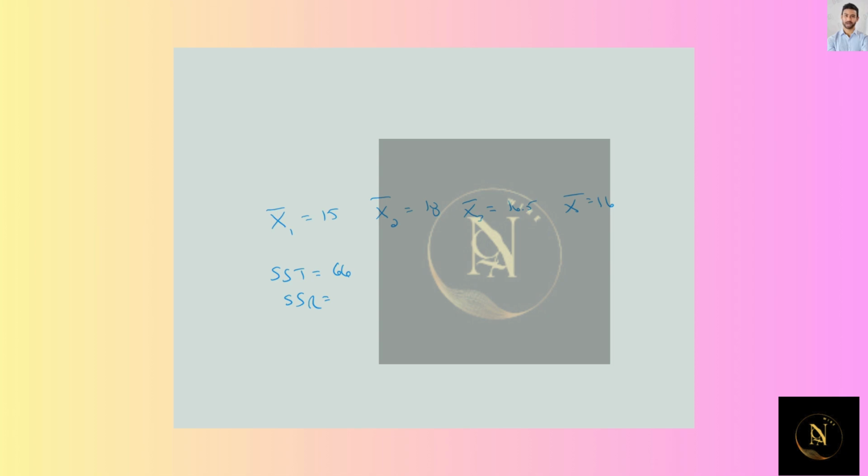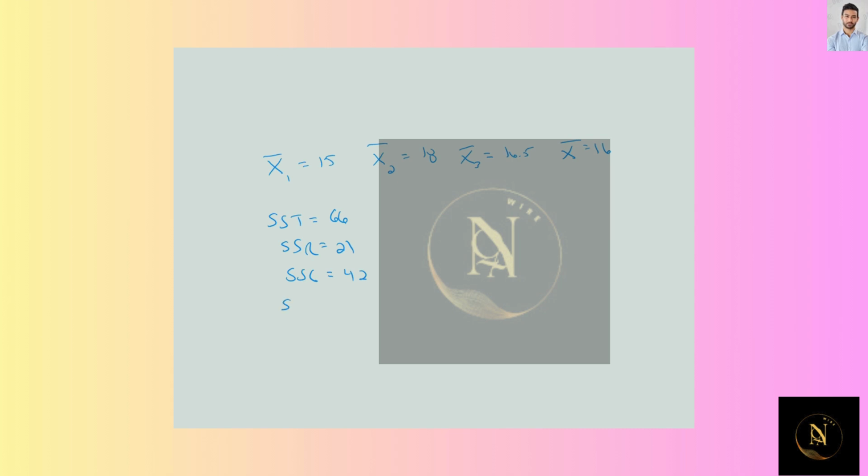And the sum of squares for rows is 4 times the difference of the squares for 15, 18, and 16 and a half from 16, times 4, which is 21. The sum of the squares for the columns would be 3 times the difference of 14 and 16 squared, 17 and 16 squared, 16 and 16 squared, and 19 and 16 squared, which is 42.